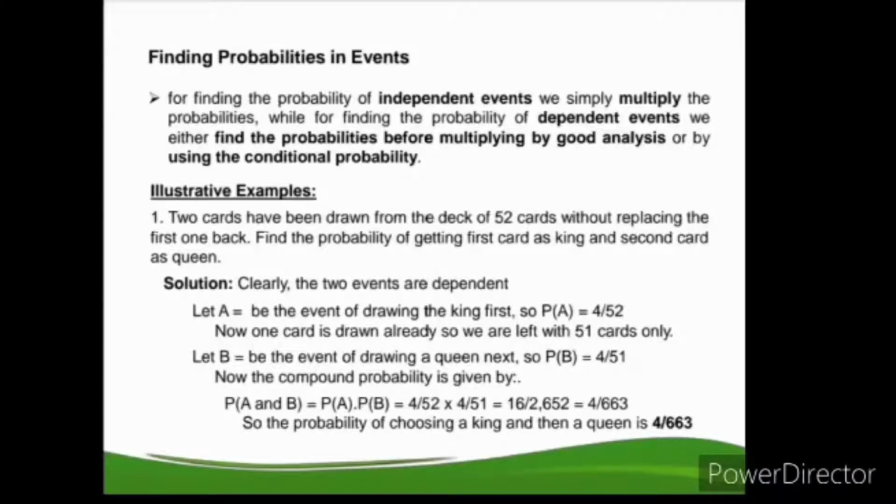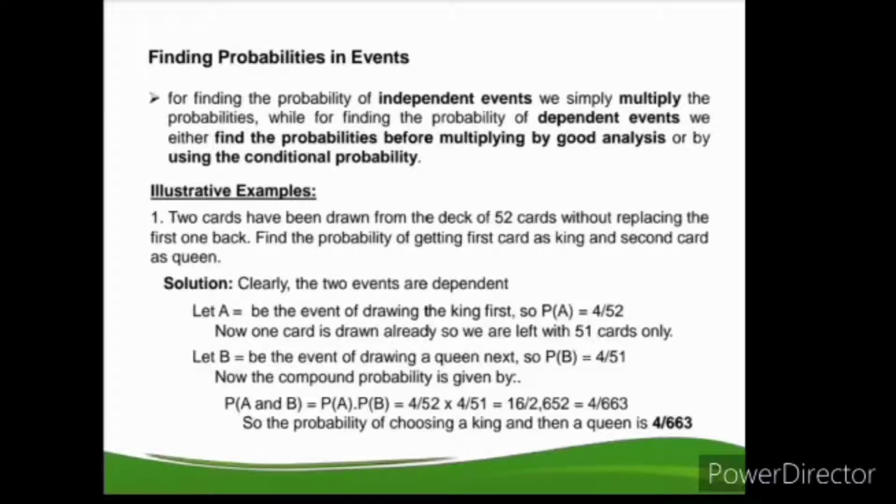For finding the probability of independent events, we simply multiply the probabilities, while for finding the probability of dependent events, we either find the probabilities before multiplying by good analysis or by using the conditional probability. For example, 2 cards have been drawn from the deck of 52 cards without replacing the first one. Find the probability of getting the first card as king and the second as queen.